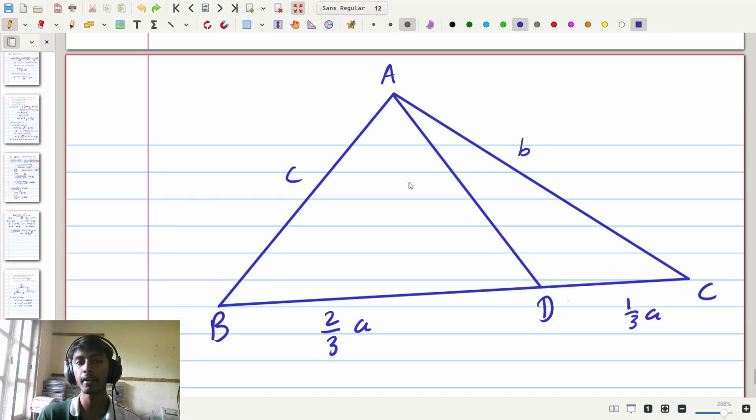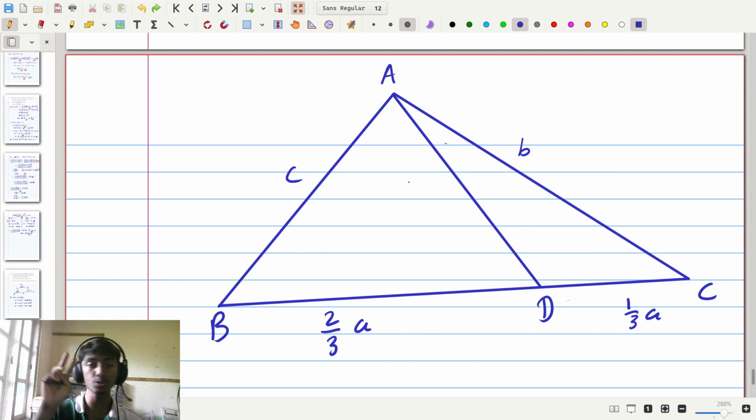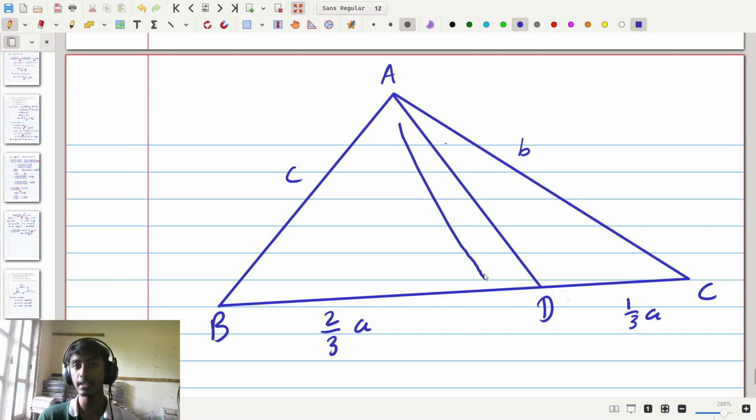Now for this one, out of the three triangles in this diagram, the triangles ABD, ABC, and ADC, we have to choose at least two of them and make the cosine rule equations, and then using them, we have to cancel out unwanted terms and get the length AD.